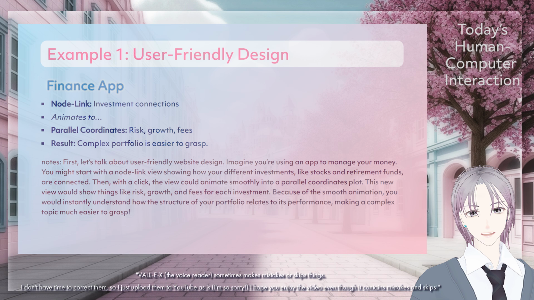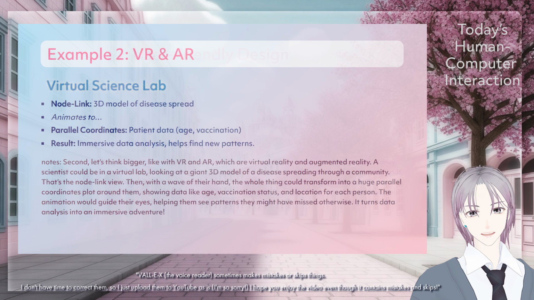Then, with a click, the view could animate smoothly into a parallel coordinates plot. This new view would show things like growth and fees for each investment. Because of the smooth animation, you would instantly understand how the structure of your portfolio relates to its performance, making a complex topic much easier to grasp.